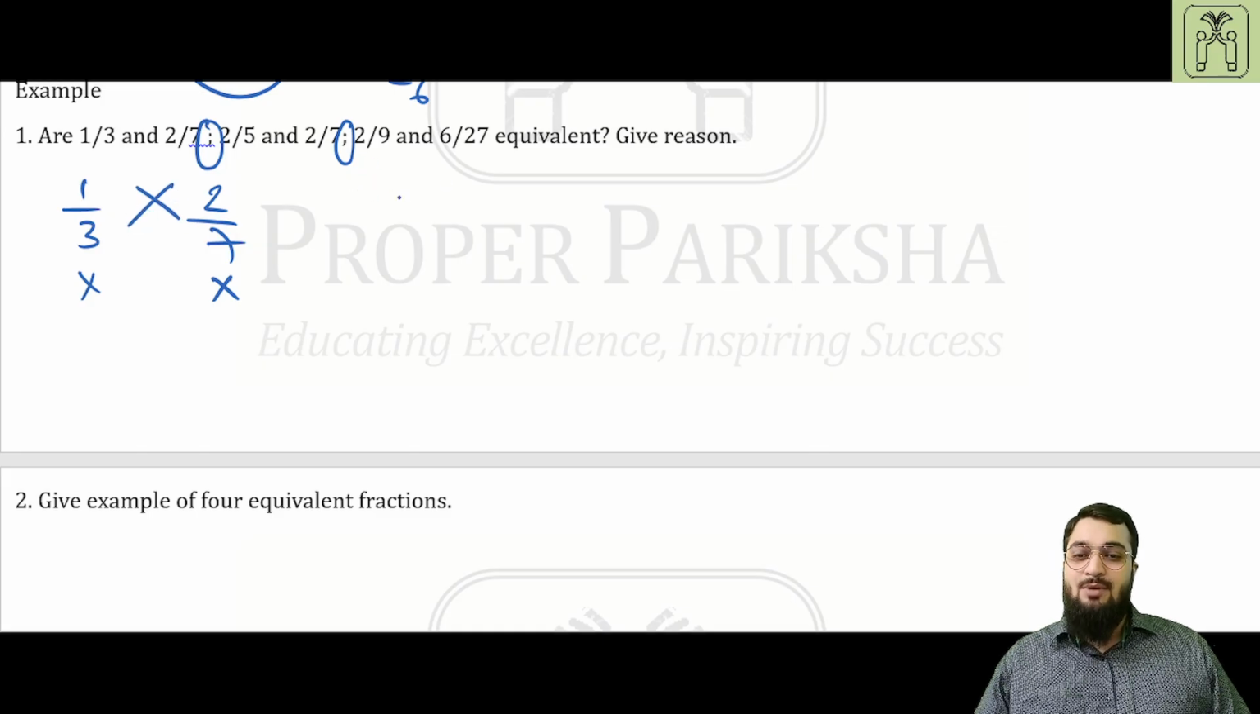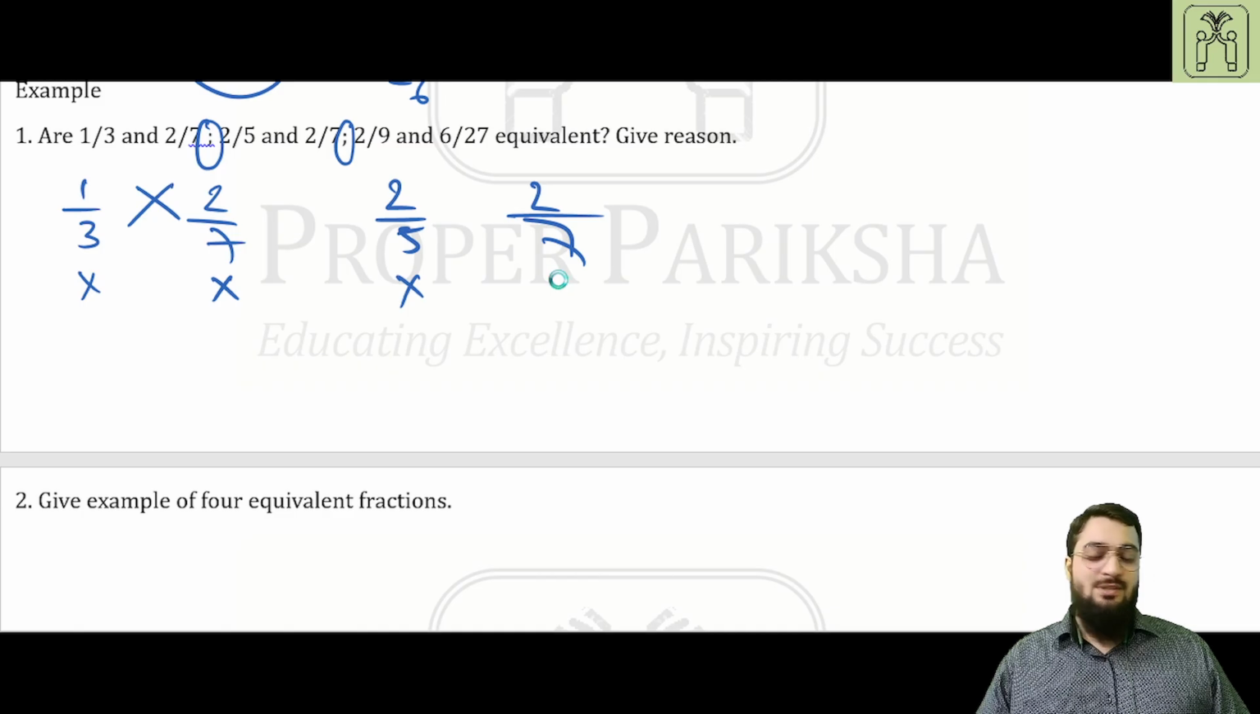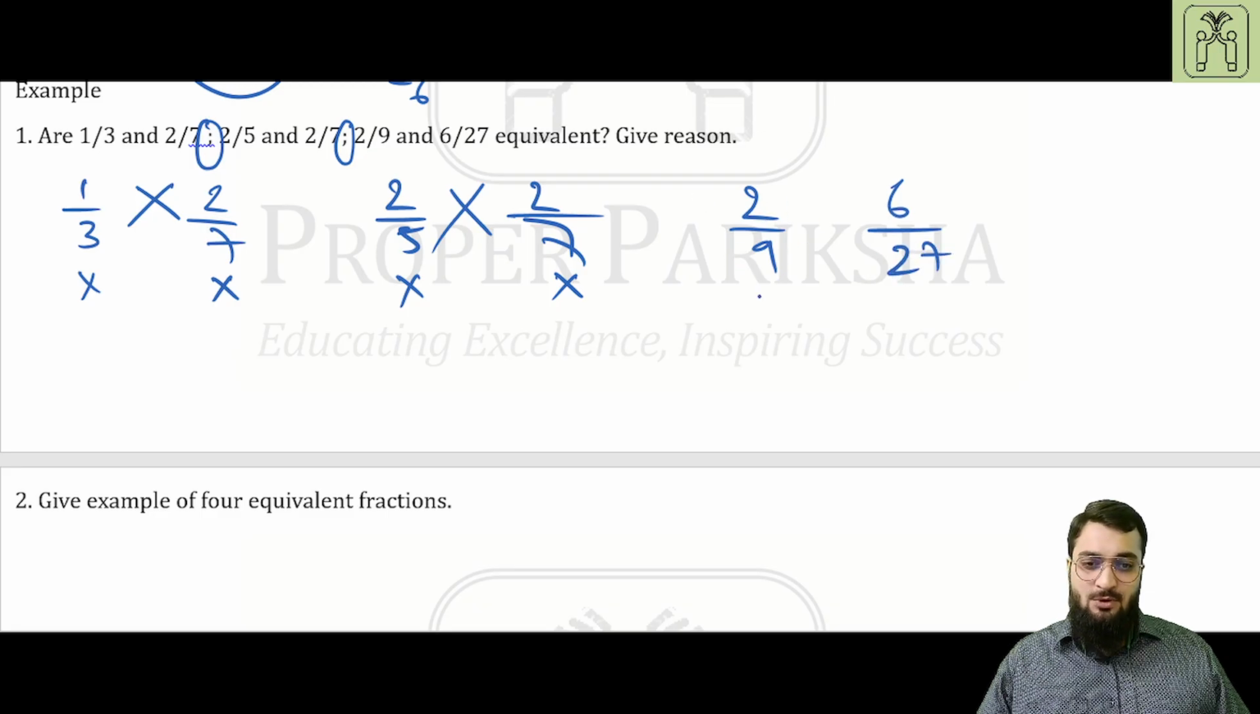Similarly, we will take 2 upon 5 and 2 upon 7 and check. 2 upon 5, can it be simplified much more? No, because 2 and 5 do not have a common factor. 2 upon 7, same answer, it cannot be reduced to a simpler form, therefore not equivalent. Now we have 2 upon 9 and 6 upon 27. Can 2 upon 9 be reduced to a simpler form? No, because they do not have any common factor.